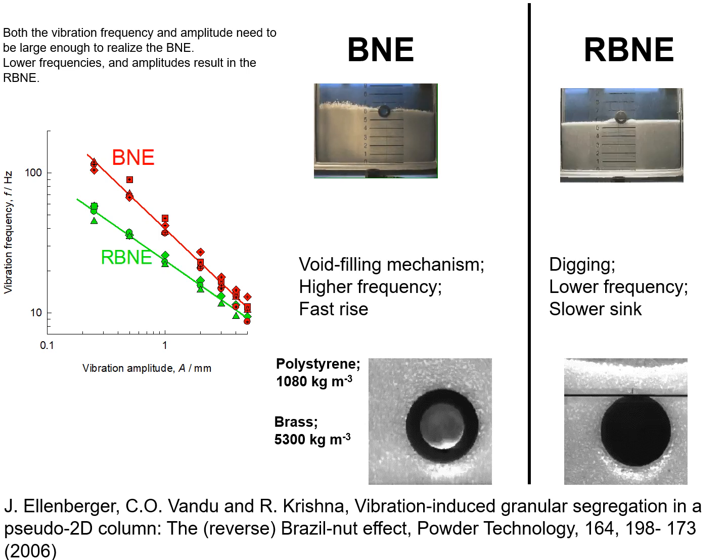You see the intruder has risen to the top. On the other hand, if I vibrate the same column at a lower frequency and lower amplitude, let's see what happens. The brass intruder sinks to the bottom.